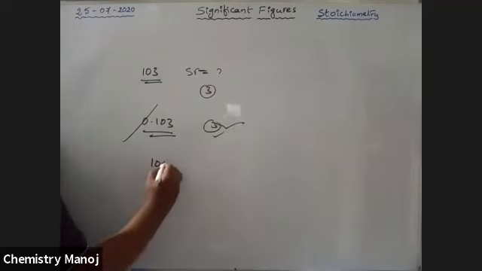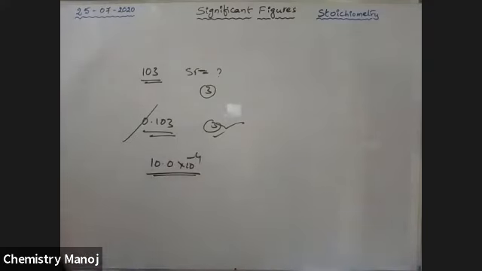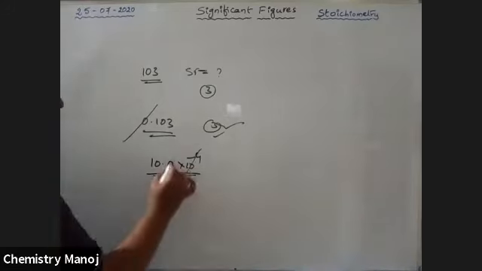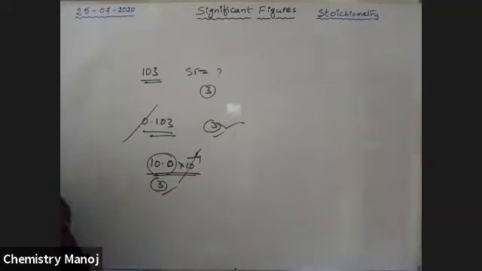Next, 10.0 into 10 power minus 4. How many significant figures? The power part is not considered. Only the 0 after the decimal point is accepted. So 3 is the answer.